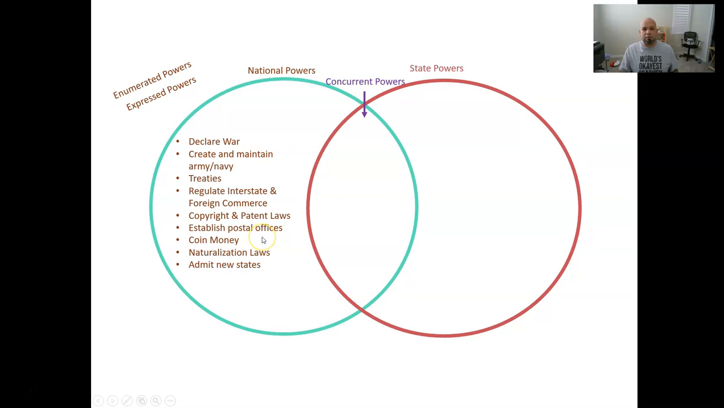Okay, establish post offices. Seems pretty straightforward. That way you can help facilitate interstate communication. Coin money, so it's a big national thing, so there's only one currency instead of 13 currencies. It's easier for everybody to understand, just like in Europe nowadays. Everyone uses the euro instead of the German franc, the French franc, the German Deutschmark and the Italian lira. You would have to do exchange rates traveling between all those countries. Now they have one currency.